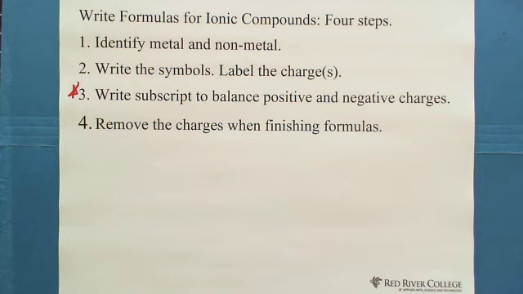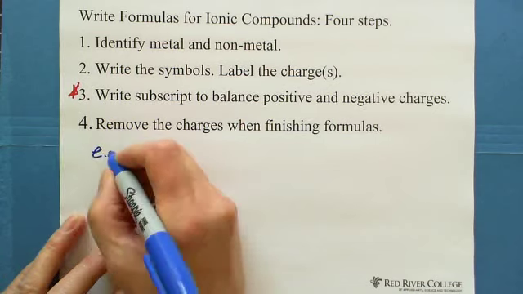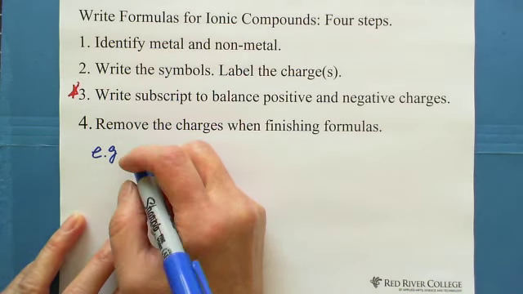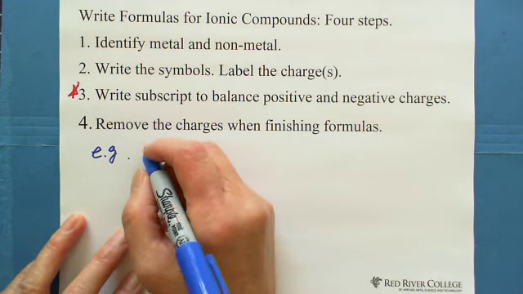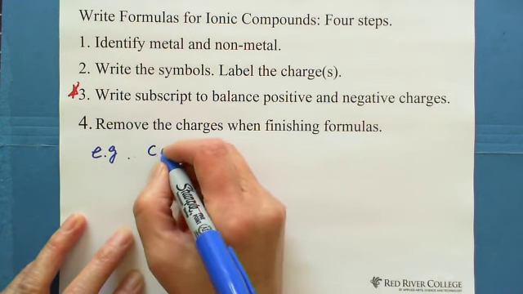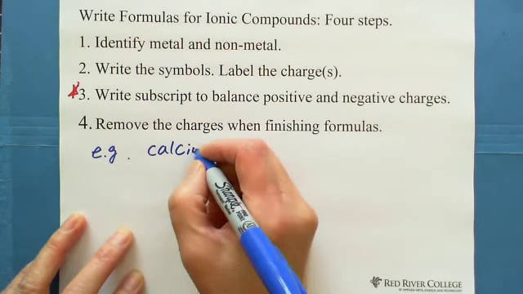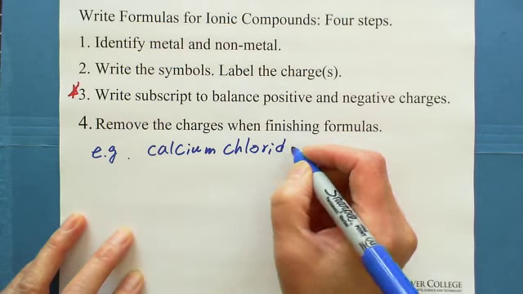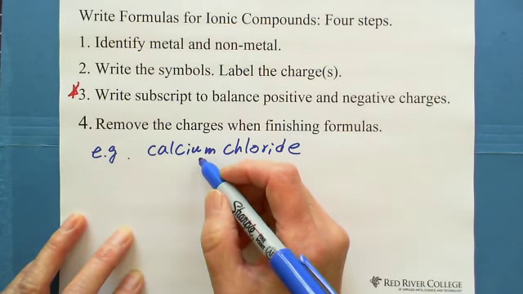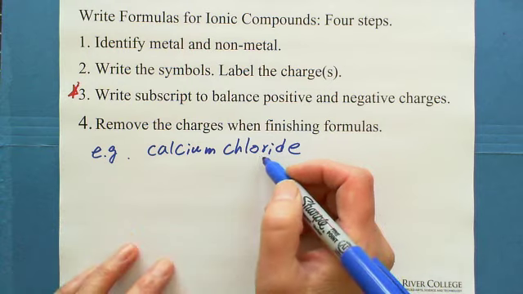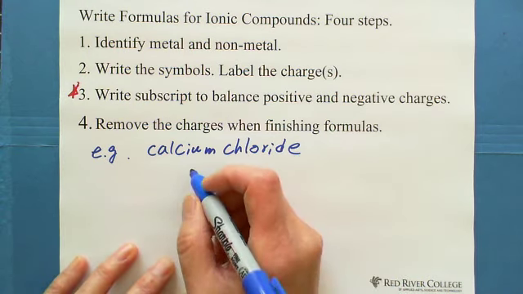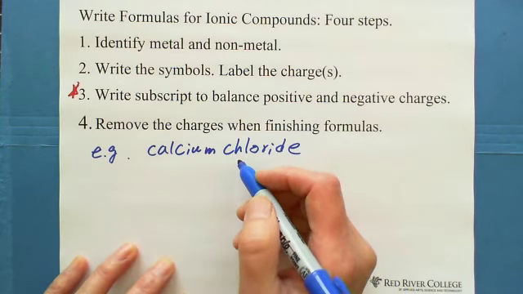So the question is: write down the formula for calcium chloride. Calcium is a metal. Chloride is chlorine, actually. The element is a non-metal. So we can follow the next 3 steps.